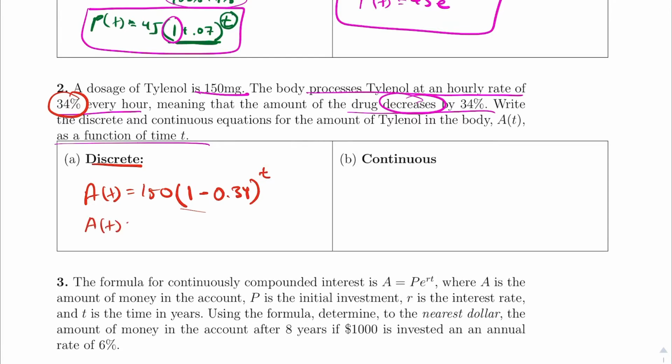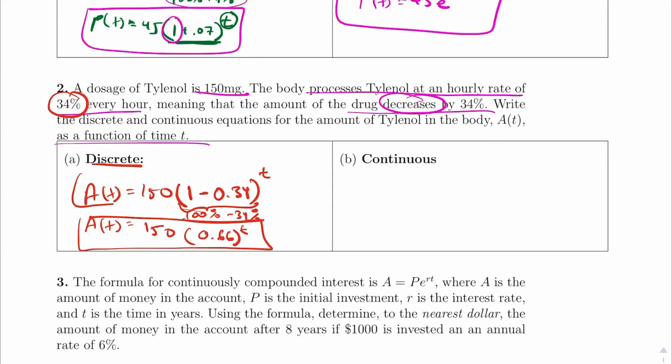Now, oftentimes we do that calculation all at once. This comes from the 100% minus the 34% that we're losing, which would mean that we have 150 times 0.66 to the t power. Because when you subtract these, you get 66%. So either one of these answers could be correct. Sometimes it's useful to see the r separate. Sometimes it's useful to see everything together. If you do the subtraction, you get the same result.